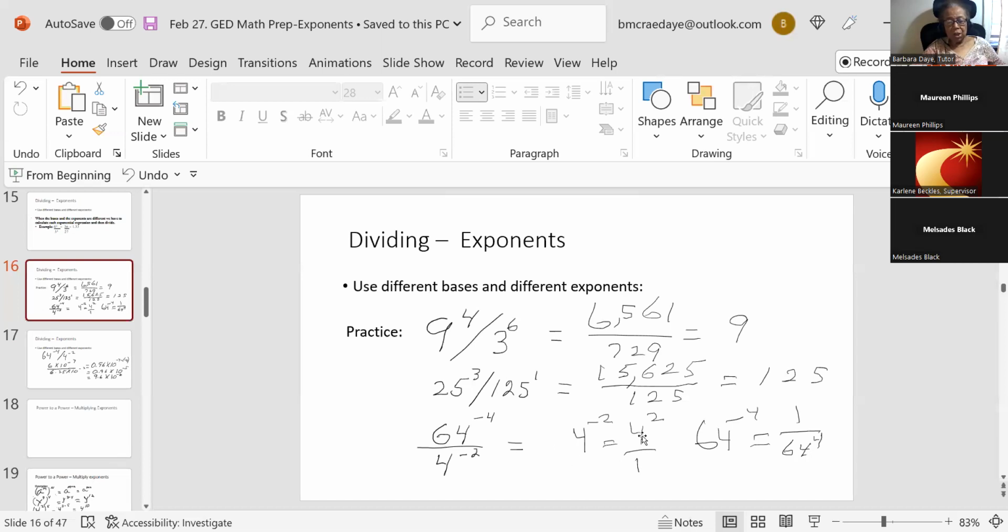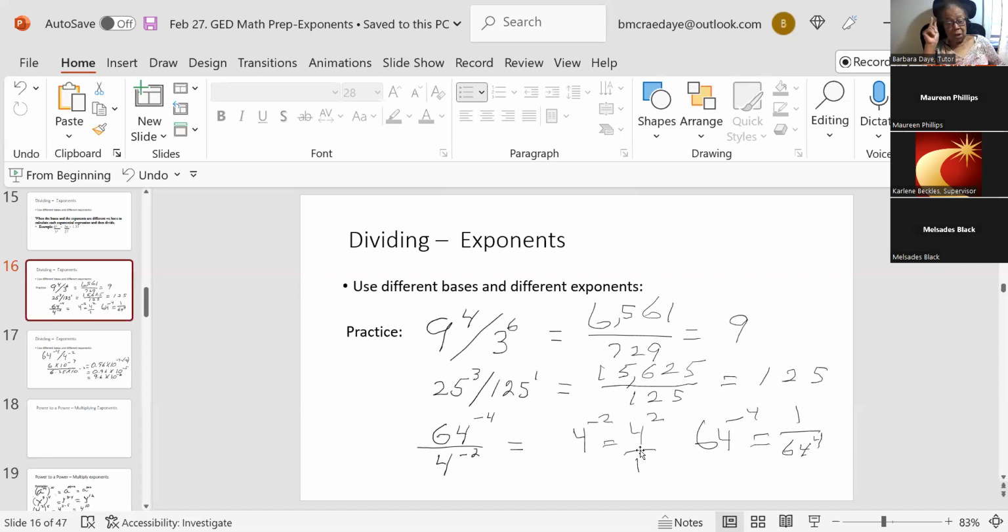Actually, it's 1 over 4 to the second, right here, not 4 to the second. 1 over 4 to the second, because you flip it and change the sign. And that's basically what I wanted to get out of here. That's like a new rule. Well, not a new rule.